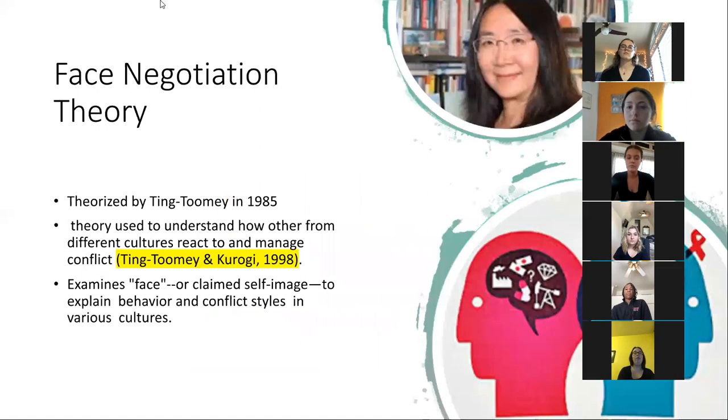According to Ting, Toomey, and Kurogi, face negotiation theory is a conflict theory used to better understand and provide explanations for how people from different cultures handle conflict. First theorized by Stella Ting-Toomey in 1985, face negotiation theory examines the face, or claimed self-image, to understand certain conflict styles within different cultures.